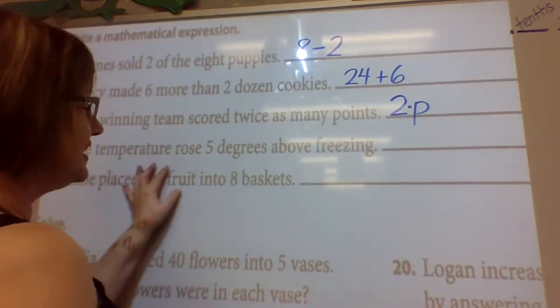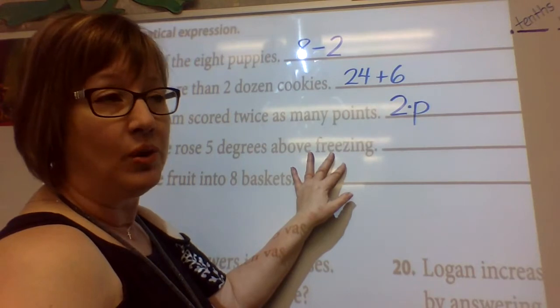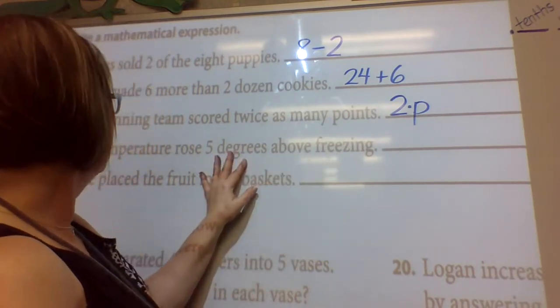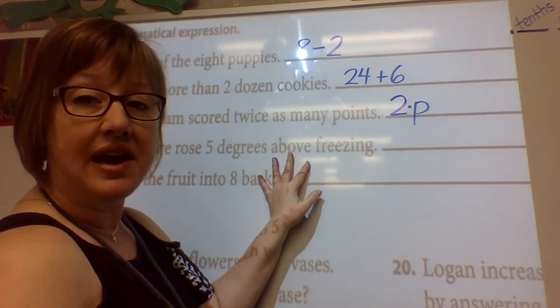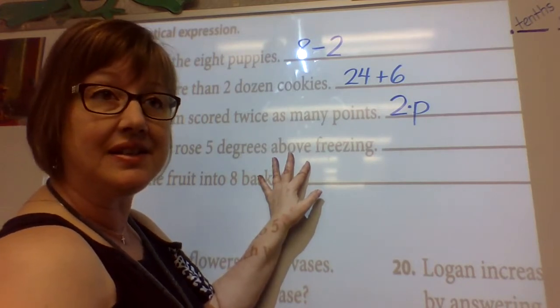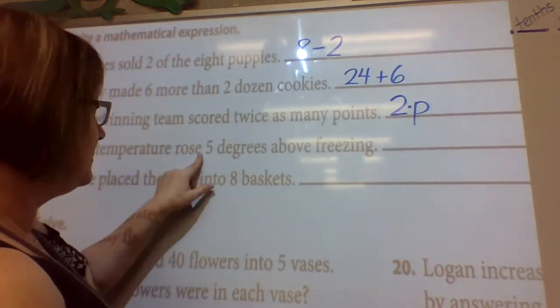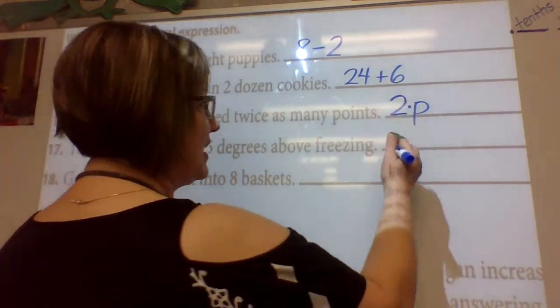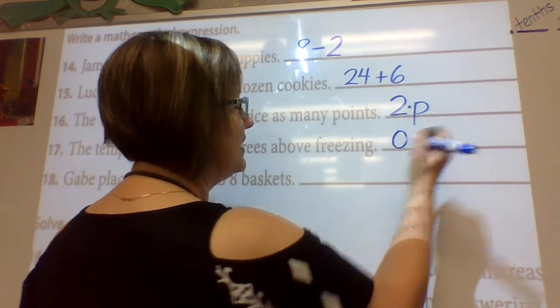Okay, 17. The temperature rose 5 degrees above freezing. Now this one you got to know what freezing is. Okay, and it doesn't say it has to be Fahrenheit or Celsius, so you can use whichever one you want. Okay, I'm going to use Celsius. What's Celsius in freezing? 0. So the temperature rose 5 degrees. That means it went up. So it was 0 degrees, and it rose 5 degrees. So 0 plus 5.